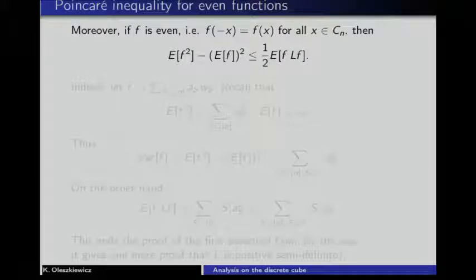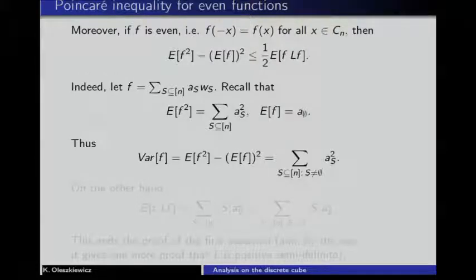We can get a better constant 1/2 if the function is even. Okay, so now both inequalities are quite trivial. Let me show the proofs. So we expand our function f into the Walsh Fourier series.